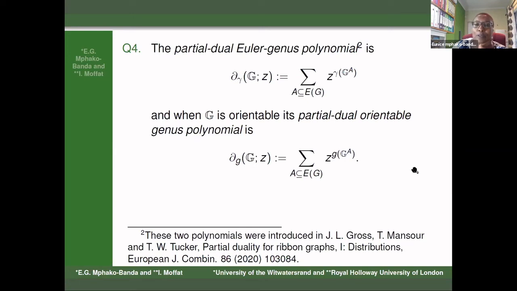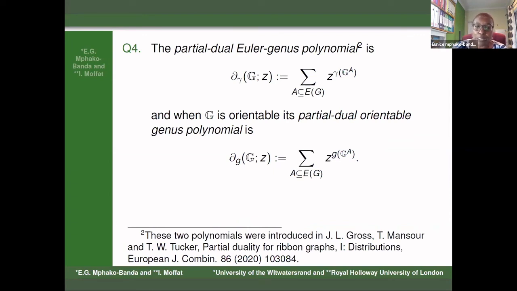And these two polynomials are not very old. As you see, the paper where they were introduced was published just last year, in 2020. So the concepts are still fresh and new. You won't find a lot of papers on it, but there is a lot of work which one can do, and which other people are also doing.